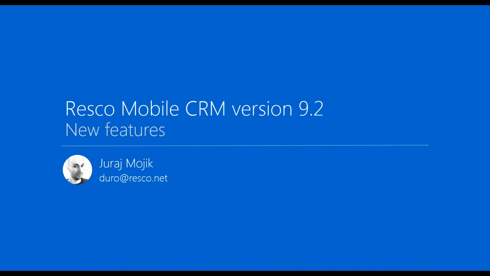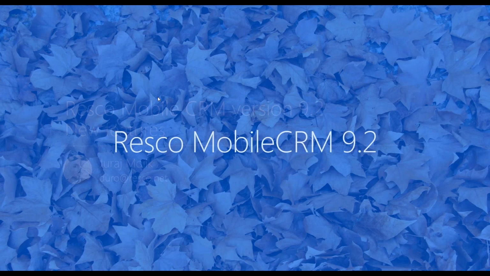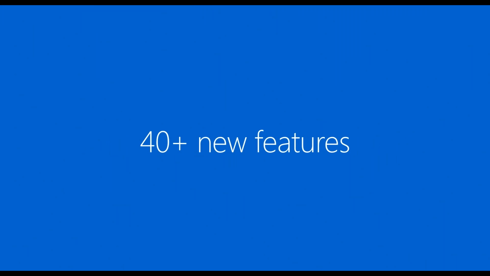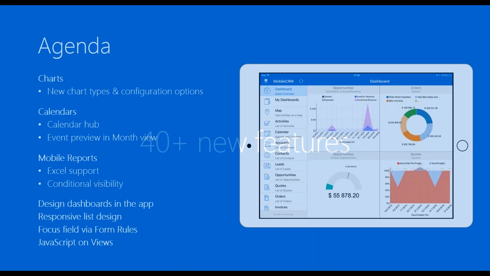I think that's it, so let me start and talk about Resco Mobile CRM 9.2, which is our autumn release. Autumn 2016, it was released actually in October on the 12th, and it contains more than 40 interesting new features, some of which I will show you today.